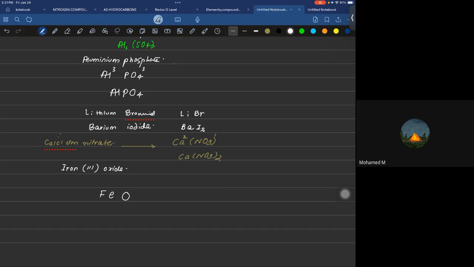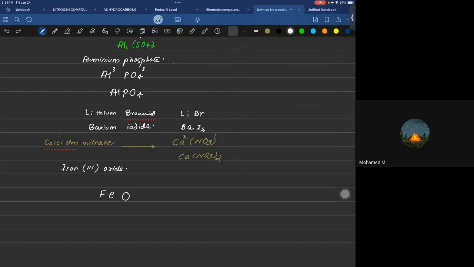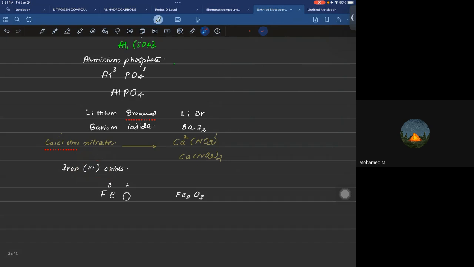Since the charge of iron is 3, this is 3. Oxygen is present in group 6, so the valency is 2. So I can write Fe2O3. In Roman numerals, they would be providing you the charge. Sometimes it's 1, sometimes it's 2, 3, 4, 5, depends.